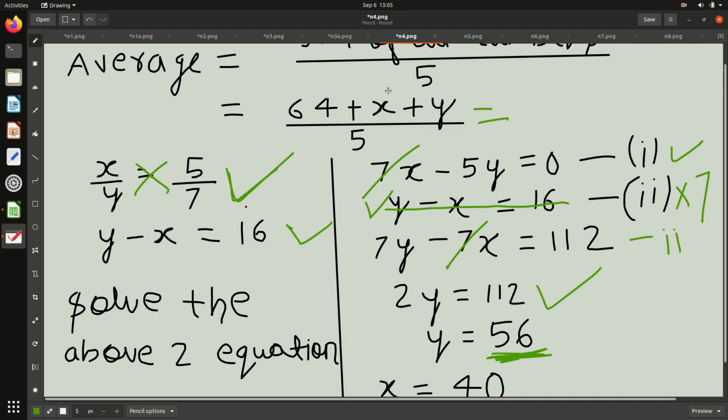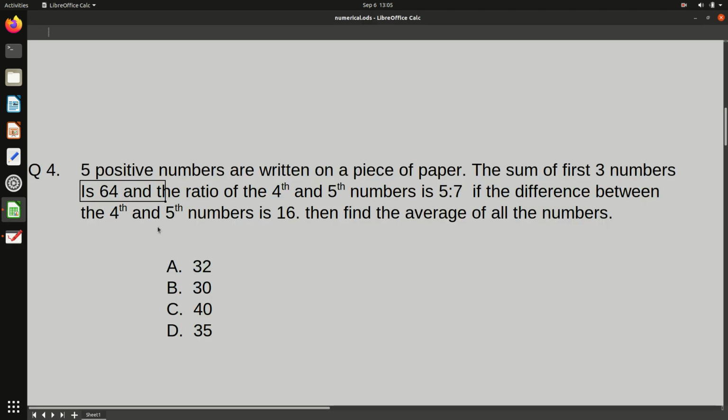Okay. So 64 plus 40 plus 56, which is nothing but 160. Divide it by 5 and we will get 32. So this is the average, 32. Okay, so see how simple it was. Just we put the value of x here, y here, add it, we will get 160, divide by 5, 32, which is the answer. So option A will be our answer.